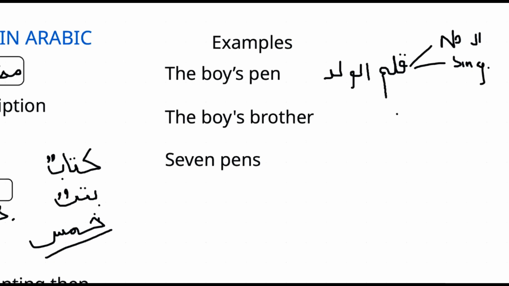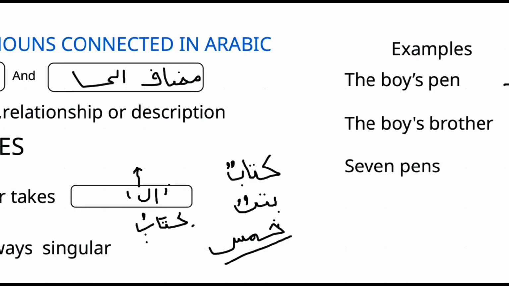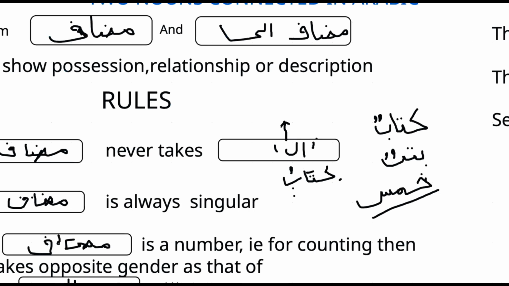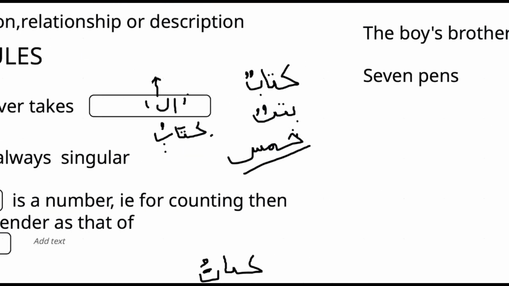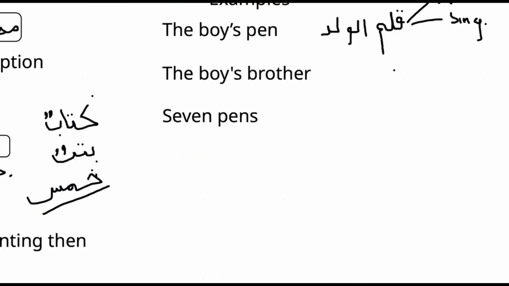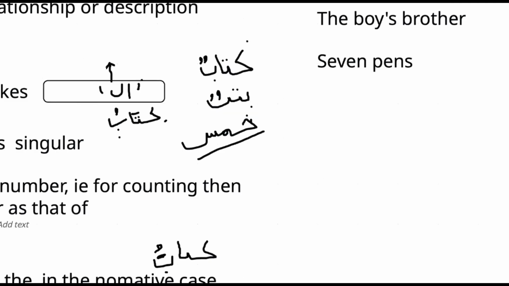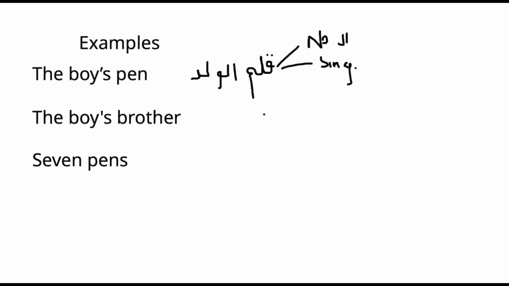The third rule is that the mudhaf, when it's a number, must have the opposite gender. In this case, it's not a number, so we don't worry. And the fourth one says that it must be in the nominative case. If it's in the nominative case, it means you have dhamma. So it should have dhamma. So qalamu. It should have no alif or lam, be singular, and then in the nominative case: qalamu.